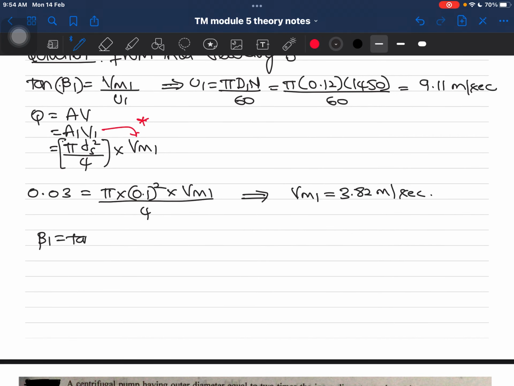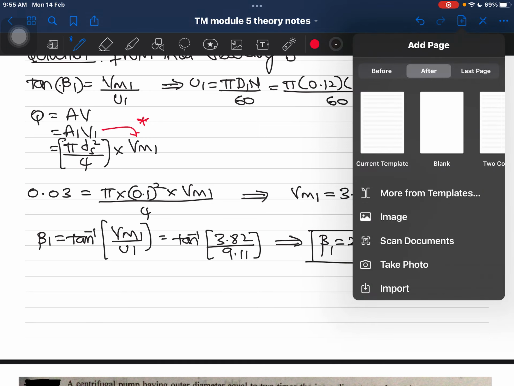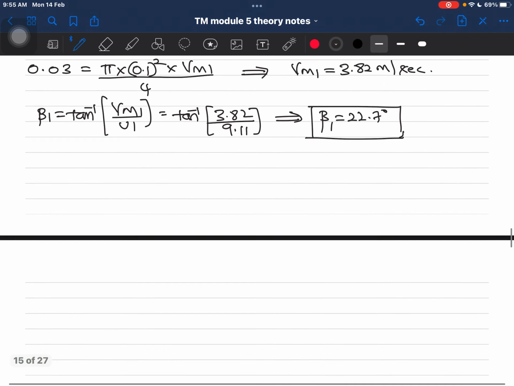Now since you have got the value of U1 and Vm1, you can calculate beta 1. So beta 1 would be the tan inverse of Vm1 divided by U1. That is equal to the tan inverse of Vm1, which is 3.82, divided by U1, which is 9.11. So from this, the value of beta 1 is equal to 22.7 degrees. Okay. Next.